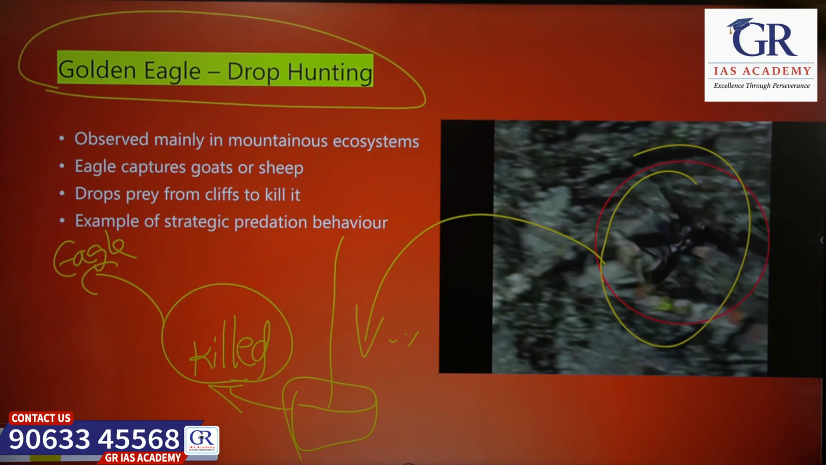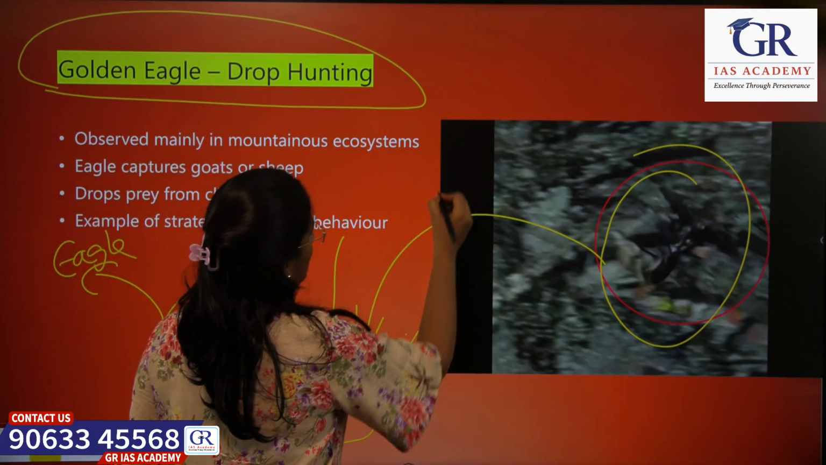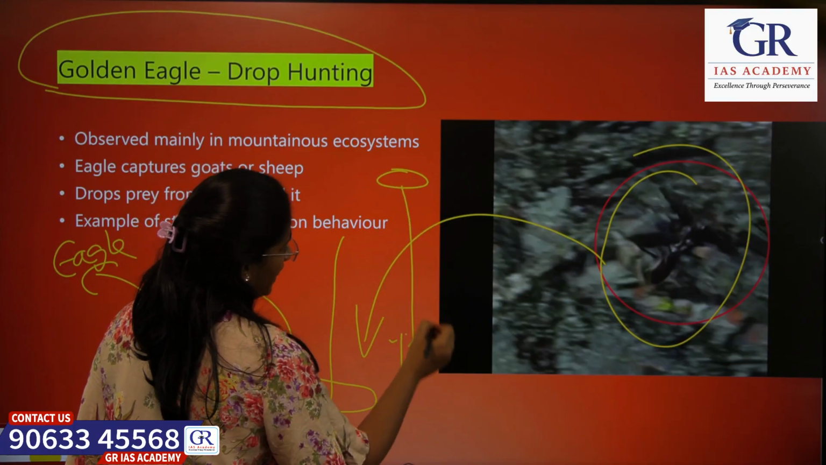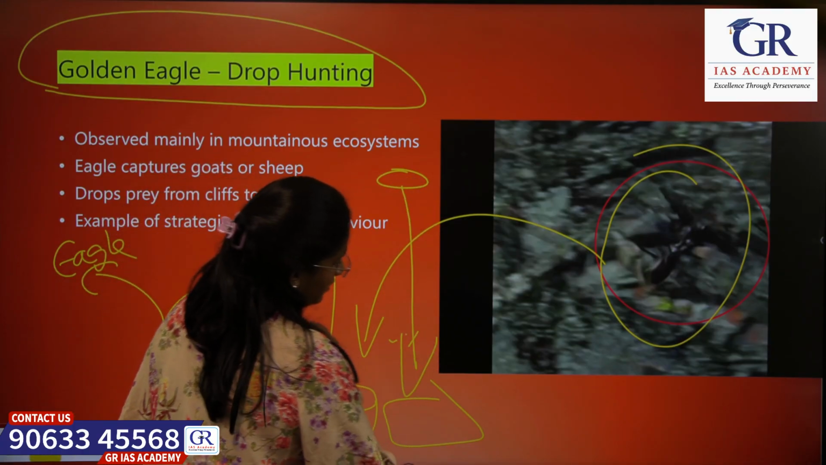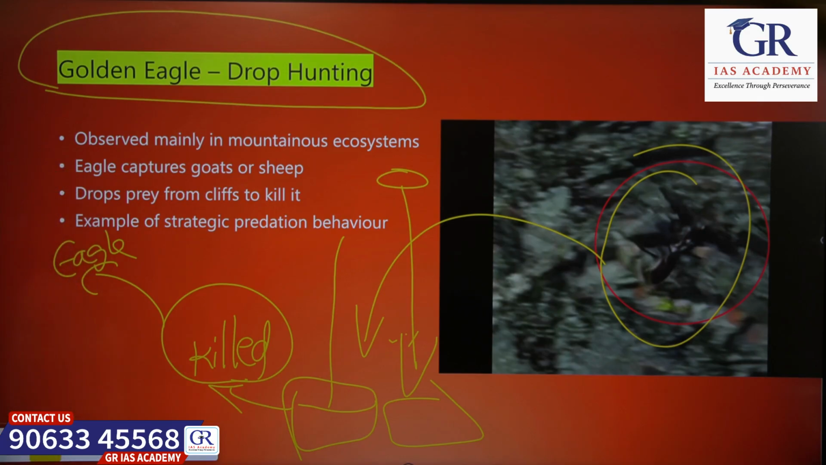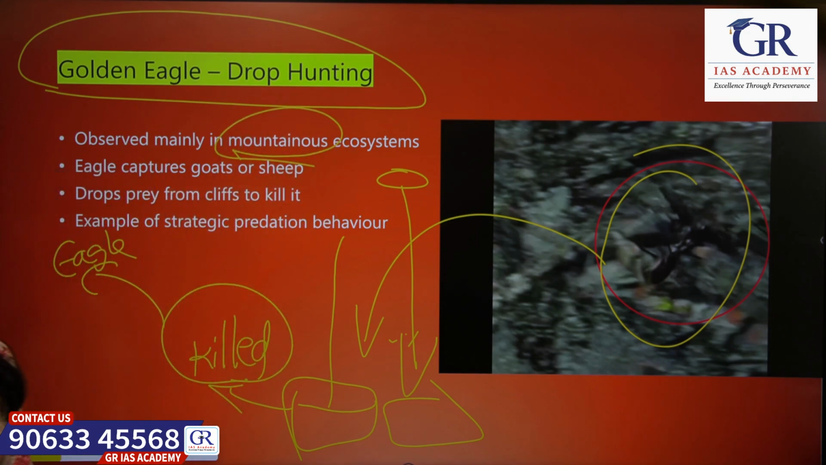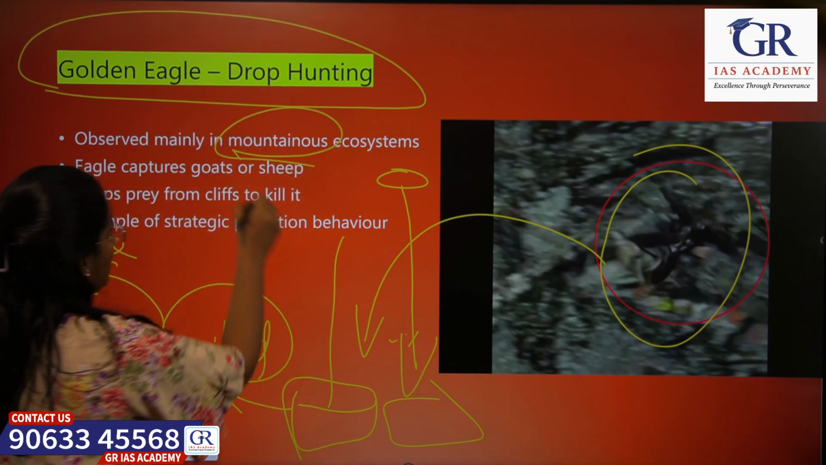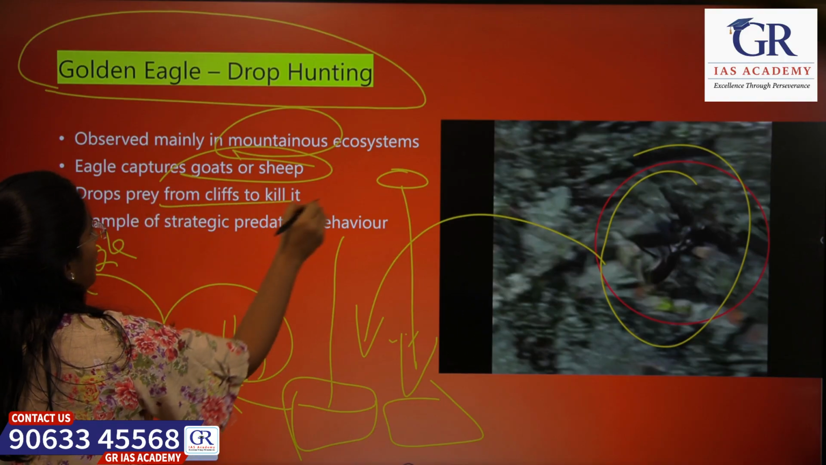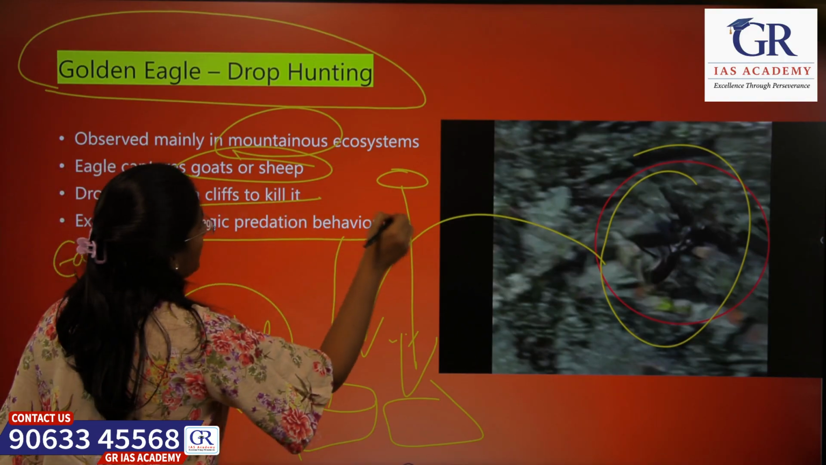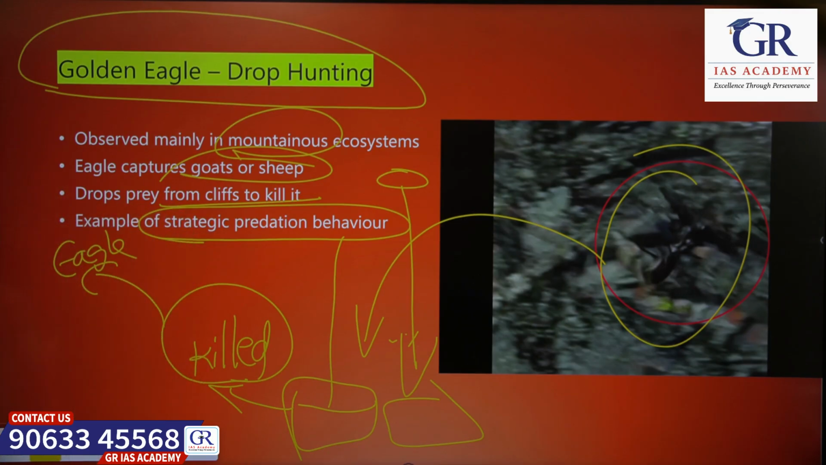So the eagle pushes the goat or sheep from great heights so that it will be easier for it to kill. Mostly it occurs in mountainous systems and it drops to kill it. So this is called strategic predation behavior.